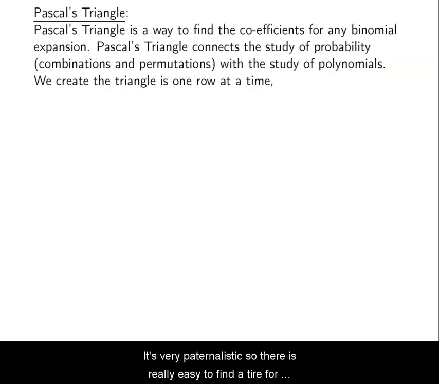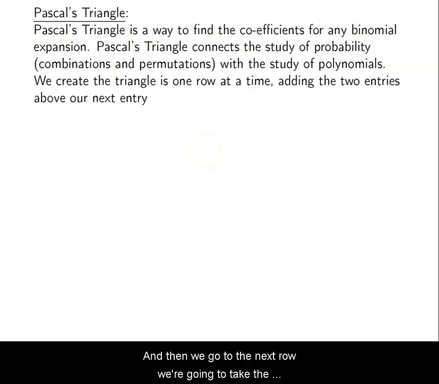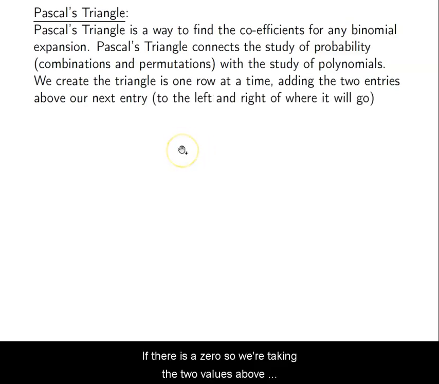So it's really easy to find the pattern for it, and we use the pattern of Pascal's triangle to talk about the pattern of powers of binomial expansions for polynomials. Okay, so we go one row at a time. We start with 1, and then when we go to the next row, we take the entries above to fill in the entries for the next row. We're taking the two values above to the left and to the right. If there's nothing on one of those sides, then we count it as 0, and so we would have 0 plus whatever that value is.